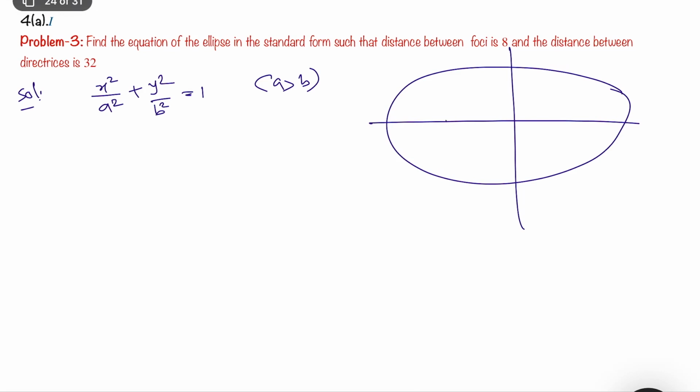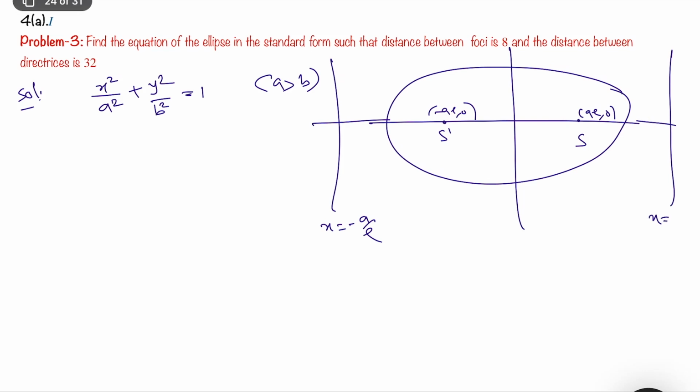Here this is the standard ellipse. Here this is the focus S dash. Yes, S coordinates are (ae, 0) and (minus ae, 0). Here is the directrix whose equation is x equal to minus a by e. Here is the directrix x equal to a by e. It is pretty clear that distance between these two directrices equal to 2a by e and distance between foci equal to 2ae.